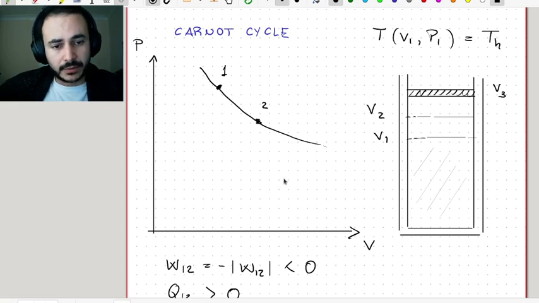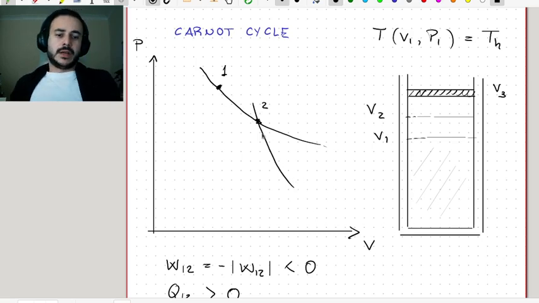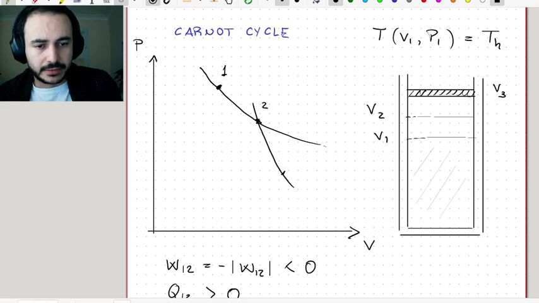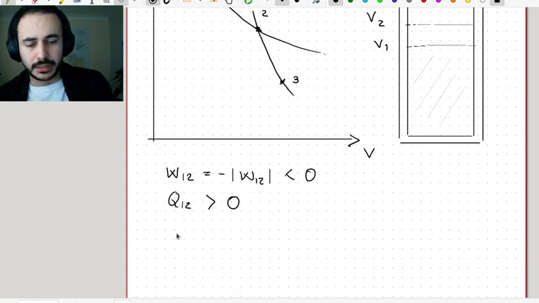And we also learned that adiabats look kind of like this. Okay, so we follow the adiabat and we increase a little bit further the volume up to V3. So what is happening in this process?